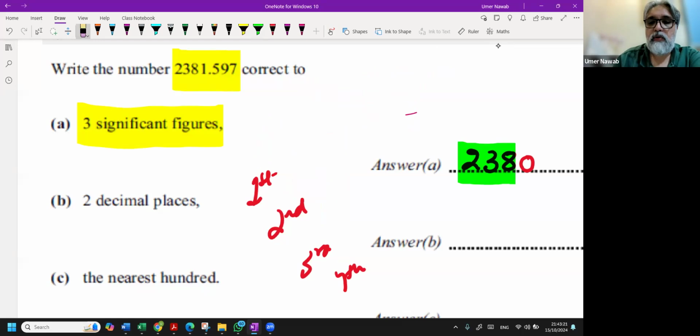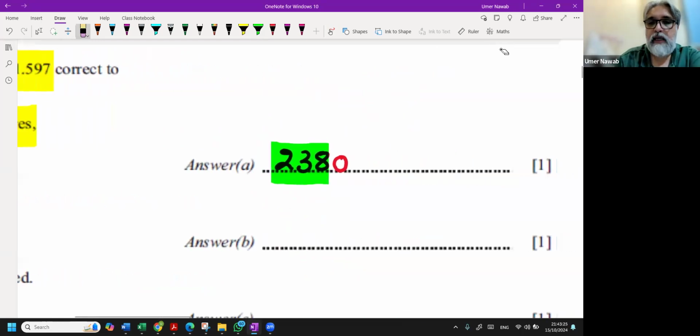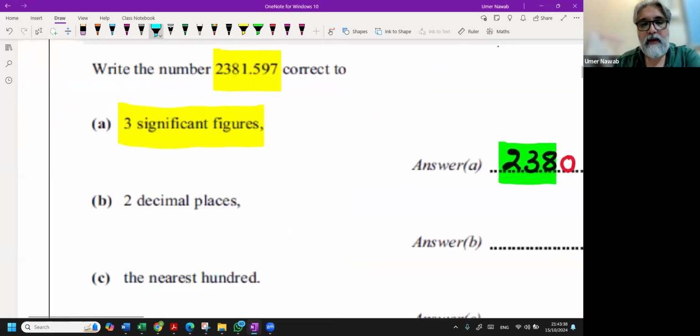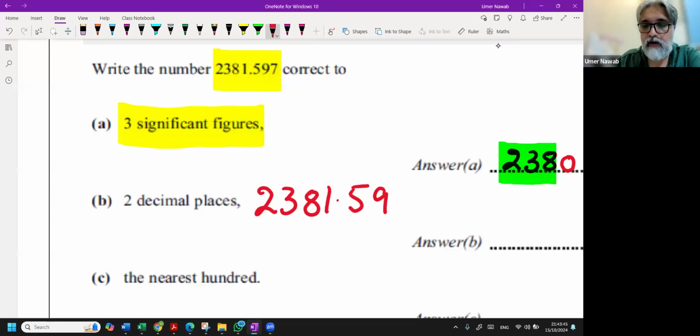Now, let's go to the next part. As the question carries only 1 mark, boys and girls, you need to understand that we have to write the answer only in the answering space. If you don't show the working, no problem. Let's write this number again, 2381.597. And this time I want to write this number to 2 decimal places.